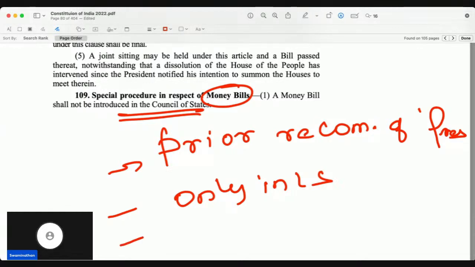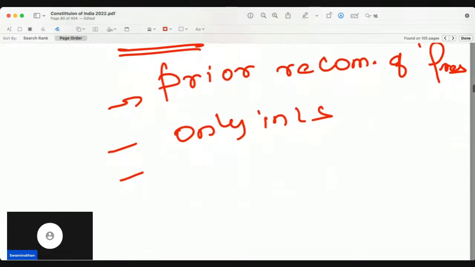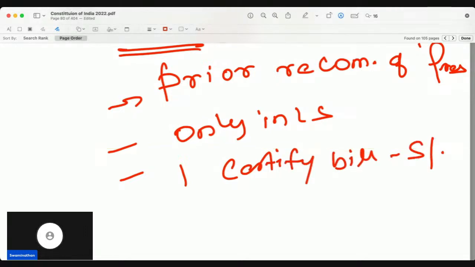Now, once it is passed in the Lok Sabha, it will go to the Rajya Sabha. The power to certify a bill as a money bill lies with the Speaker of the Lok Sabha.